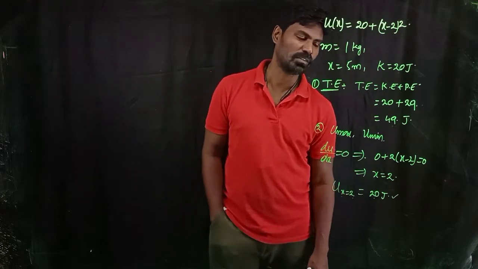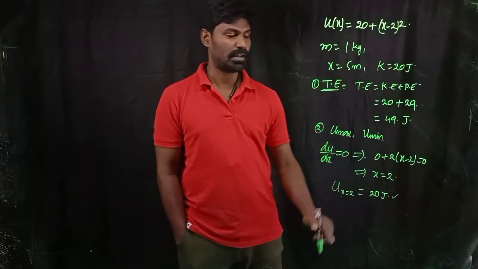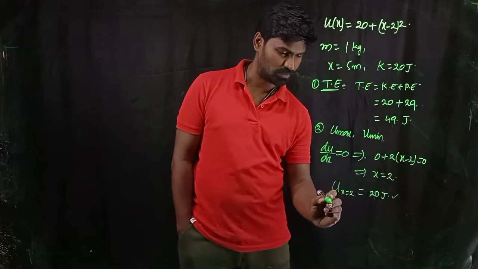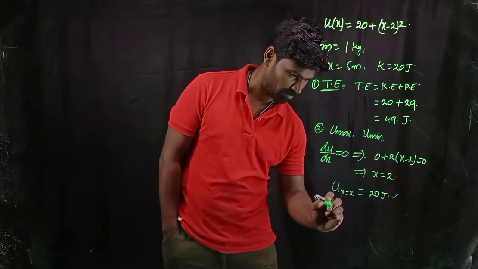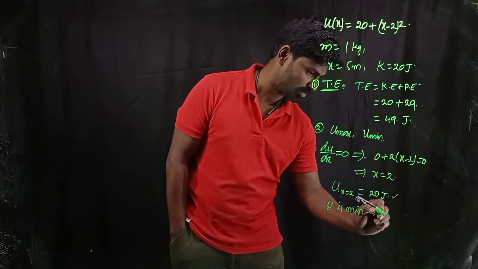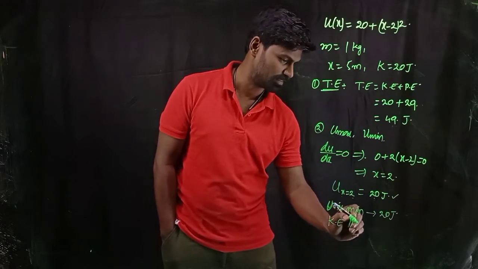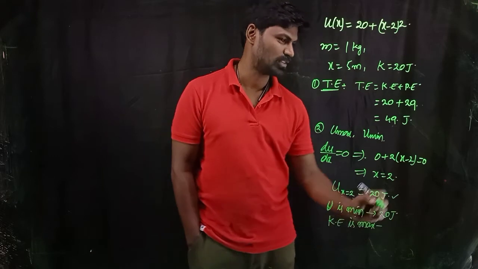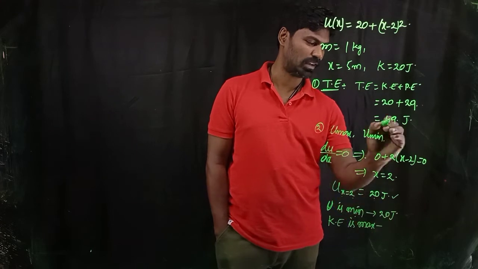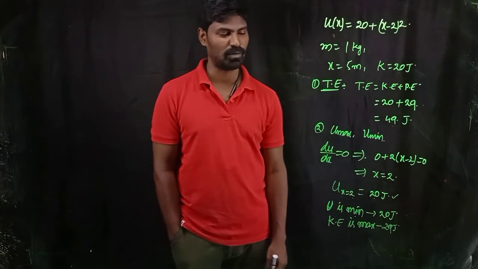Next, I wanted to calculate the point corresponding to maximum potential energy. When potential energy is 20 joules, then potential energy U is minimum. The value of U, potential energy, is minimum, and its value is how much? 20 joules. When potential energy is minimum, what happens to the kinetic energy? It is maximum, and its value is how much? Total is 49 and U minimum is 20, means maximum kinetic energy value is 29 joules.